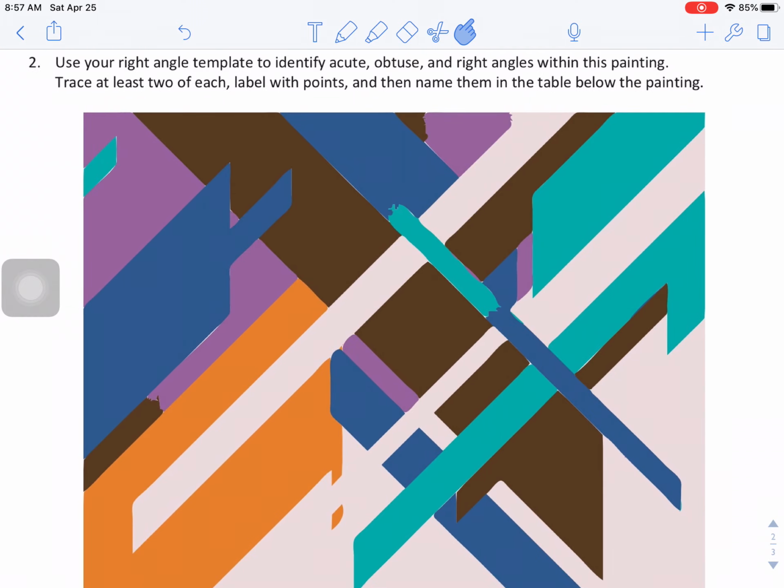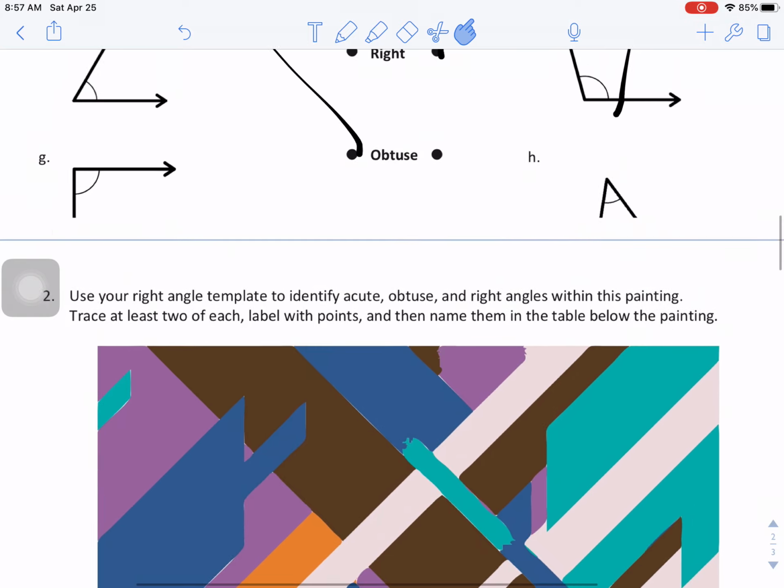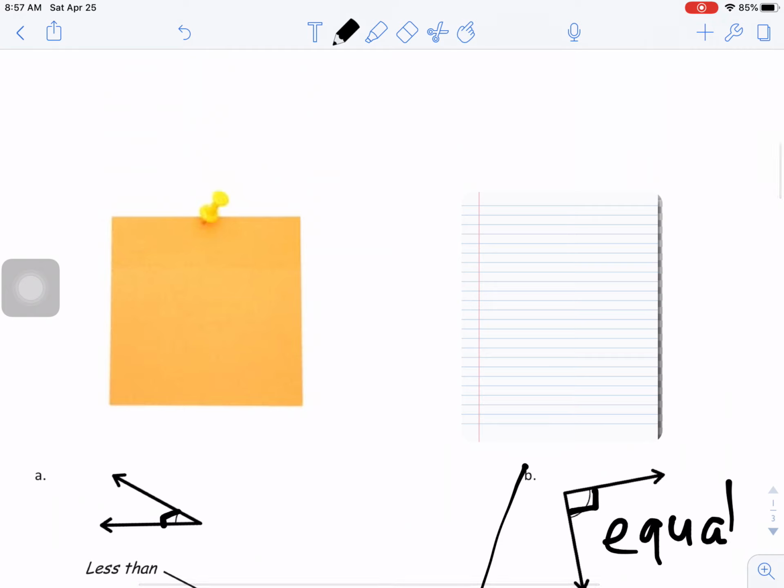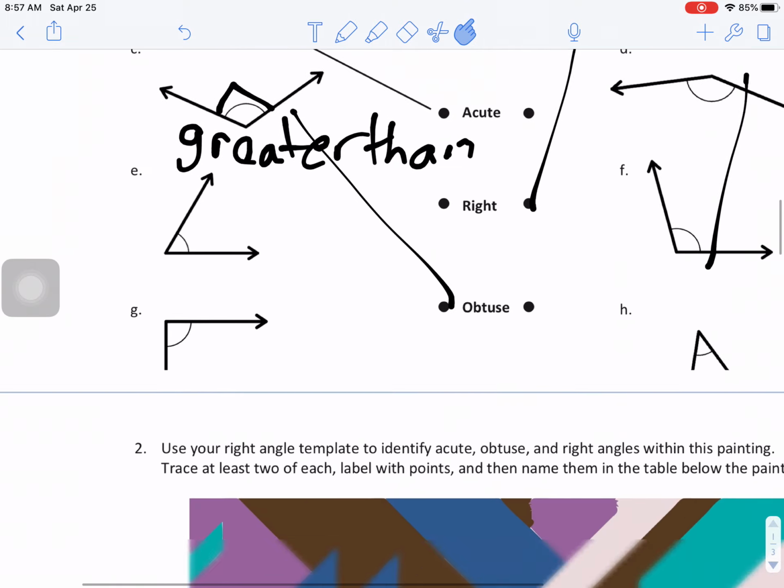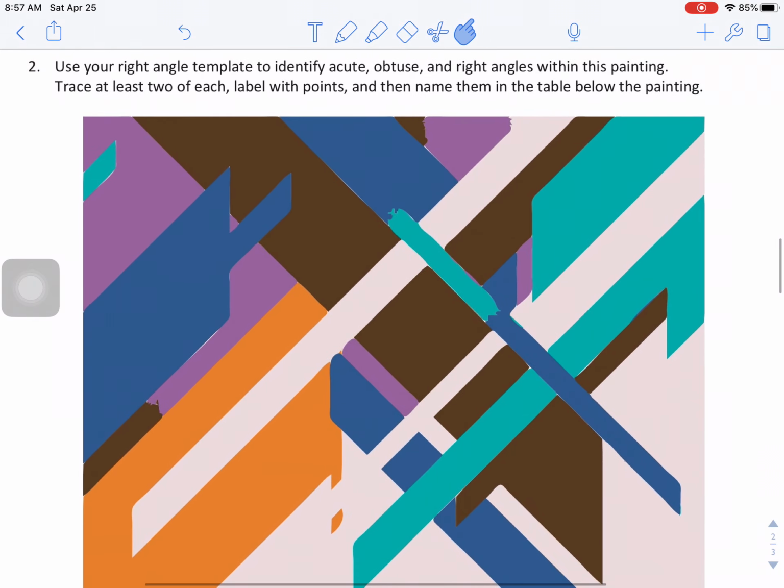On the next page of your problem set, you will be given a picture, and you are going to use that right angle template, the edge of that piece of paper or the post-it note, and you are going to line it up. So remember, you're going to use the edge and line it on the lines to see if it makes a right angle. If the line comes inside of the paper and you cannot see it, it'll be acute. If the line goes on the outside of the paper, it'll be too big, and that is obtuse.